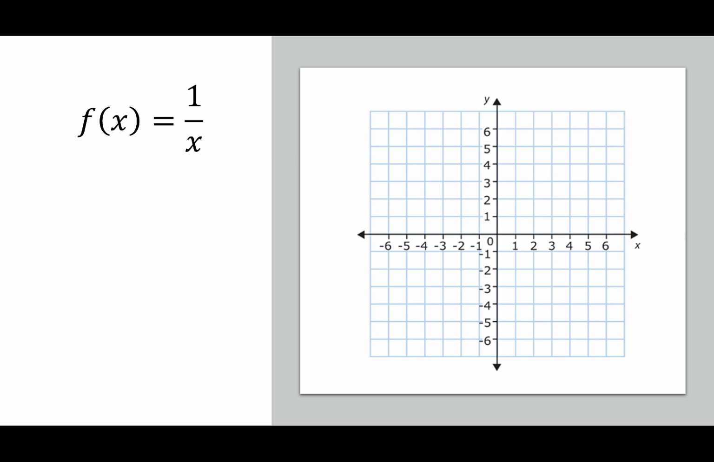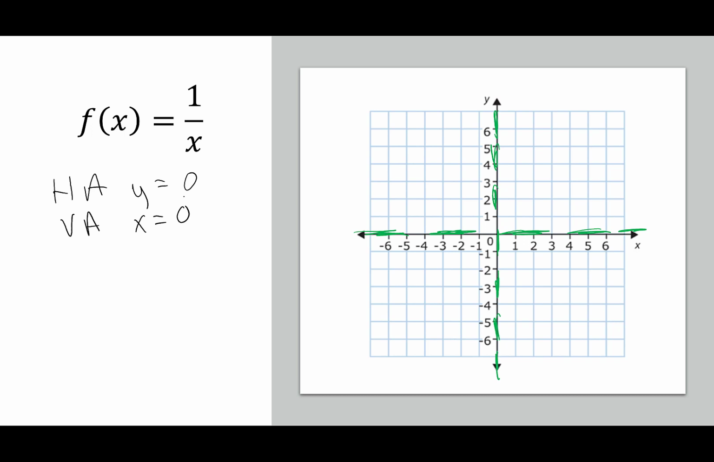So let's start by looking at what that graph would look like. 1 over x is going to have a vertical asymptote when x is equal to 0. So that goes along the y-axis. And because the denominator is power 1 and the numerator is power 0, we have a horizontal asymptote along the x-axis. So our HA is y equals 0, our VA is x equals 0.